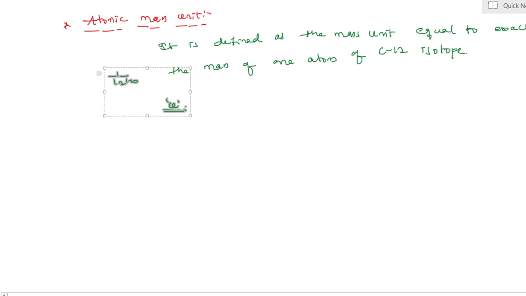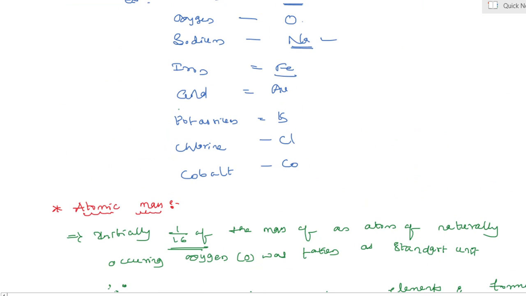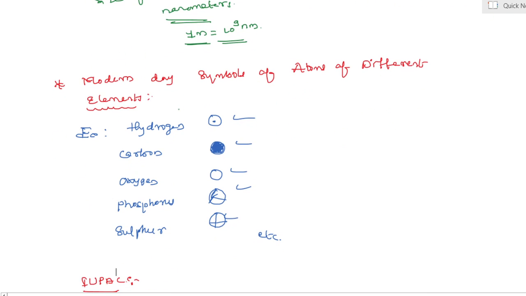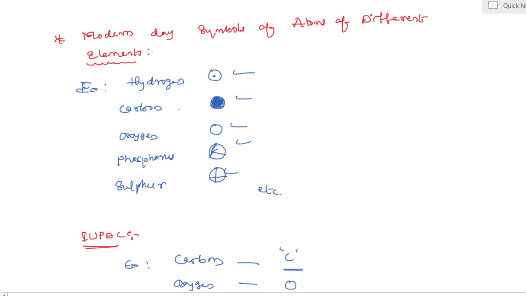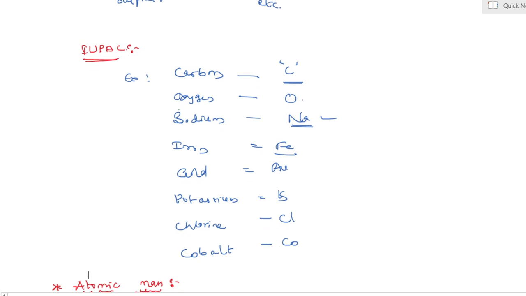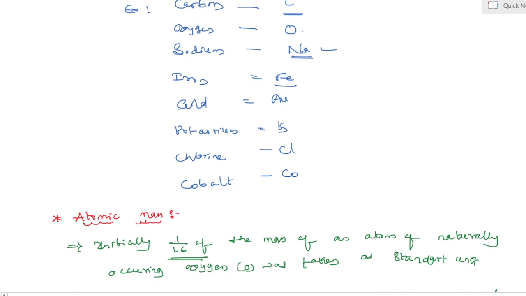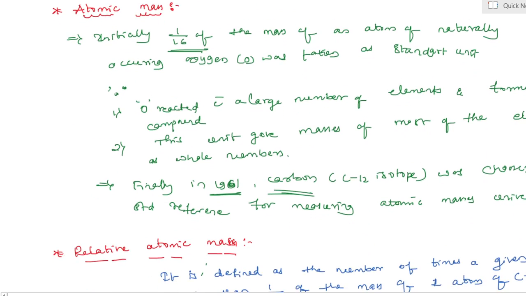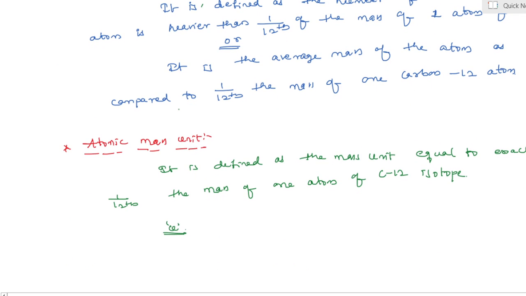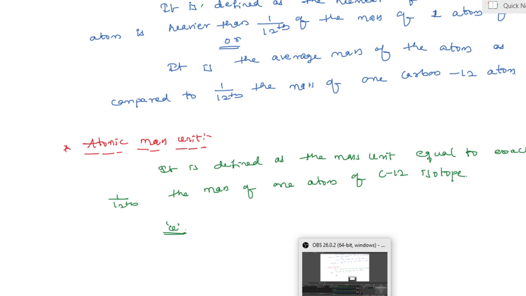Yes, in today's class we discussed what is meant by an atom. Afterwards, modern symbols of atoms of different elements. Earlier Dalton proposed a diagrammatic representation of symbols, but nowadays, according to IUPAC, elements are represented with the help of a symbol. Afterwards, what is meant by atomic mass, relative atomic mass, and atomic mass unit, that is, unified mass.